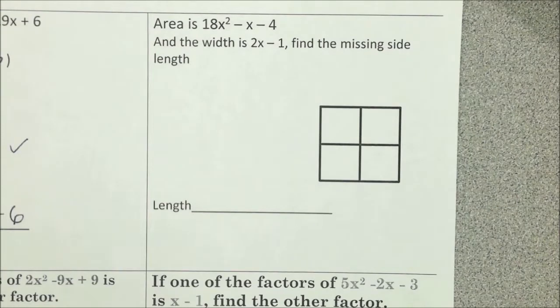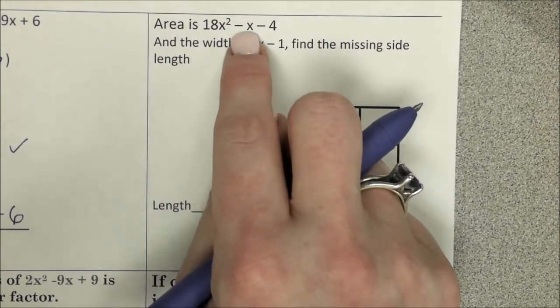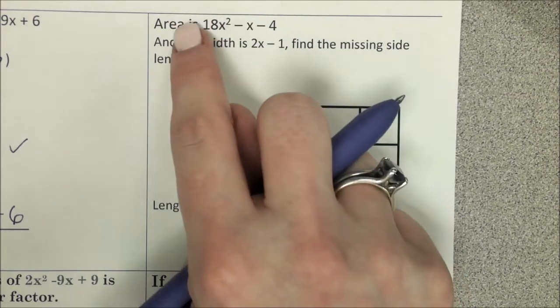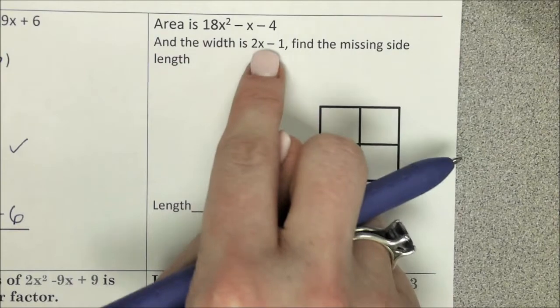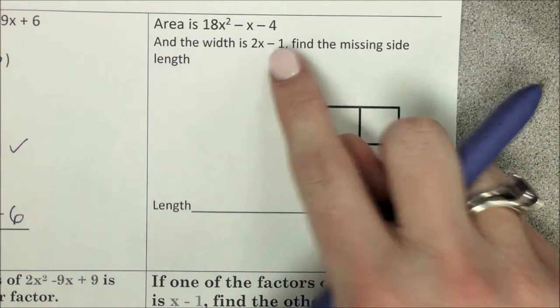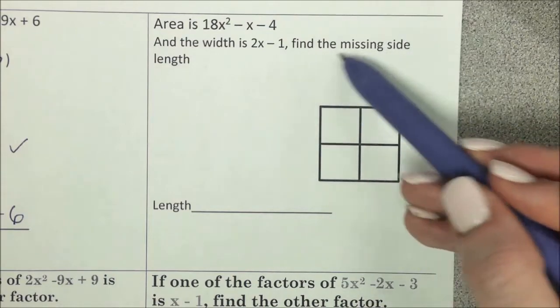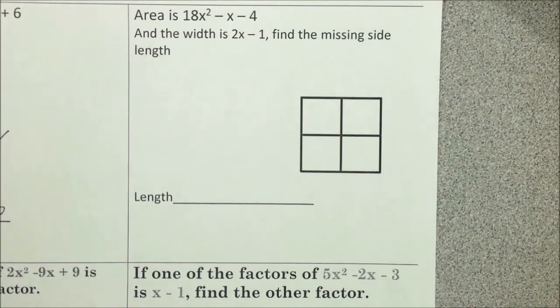The second one, we have an area of 18x squared minus 1x minus 4. Again, area is going to be the inside of the box, and it's telling us that one of the side lengths, either this side right here or this side on top, is supposed to be 2x minus 1. It wants us to find what the other missing side length is. So this one was nice. It had the inside filled out for us, but this one we're going to have to find the inside ourselves.